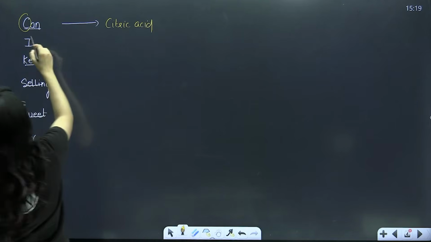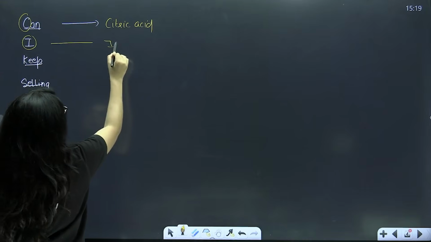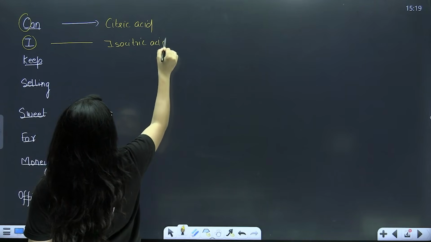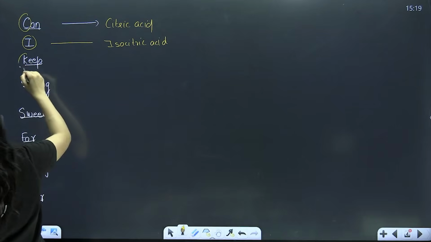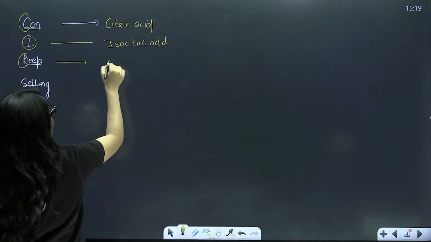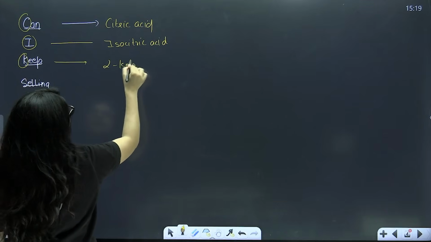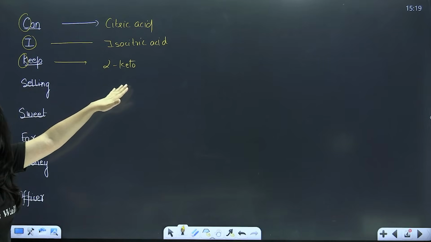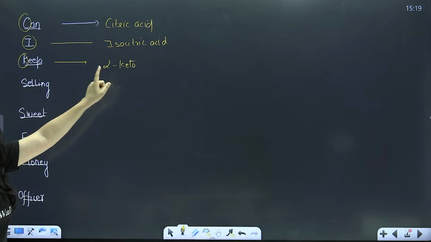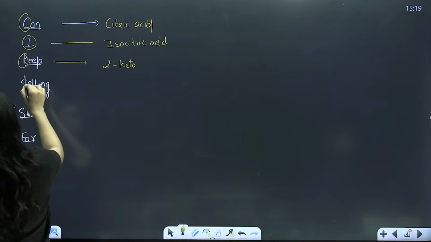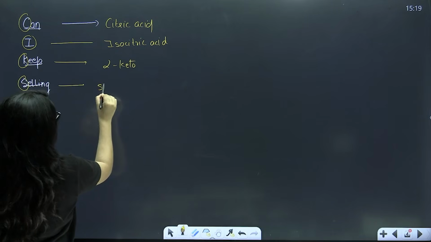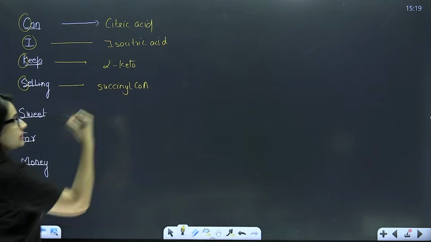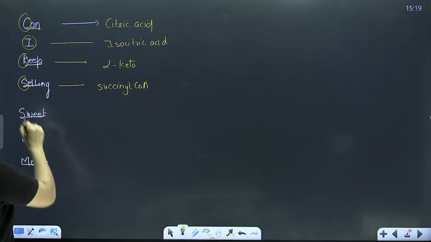Okay, followed by I, isocitric acid. Citric acid isomerizes into isocitric acid. K stands for alpha ketoglutaric acid, right? So isocitric acid undergoes oxidative decarboxylation to produce alpha ketoglutaric acid. S stands for succinyl coenzyme A. Again, oxidative decarboxylation takes place.